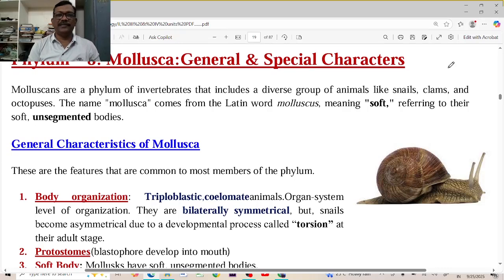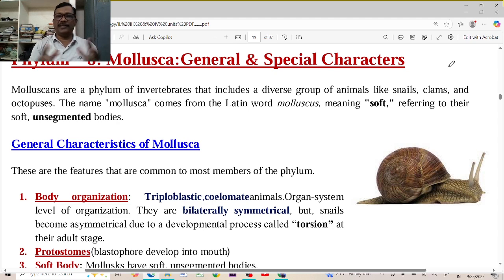Phylum number 8, Mollusca, general and special characters. We are going to discuss them. They are more developed animals than the arthropods. Here we will discuss the molluscan general characters, and after that we will go for the special characters.